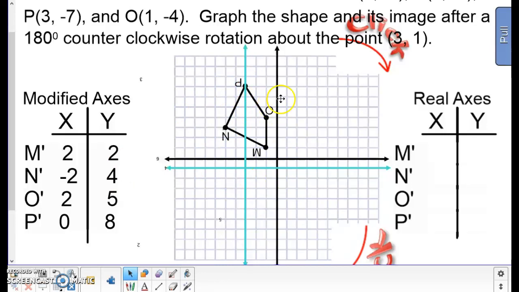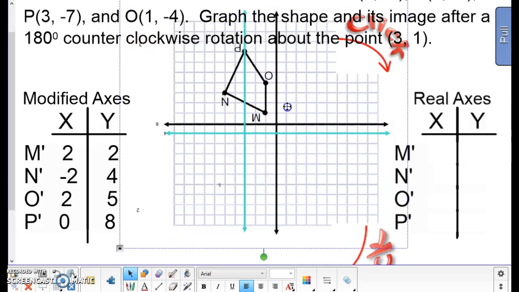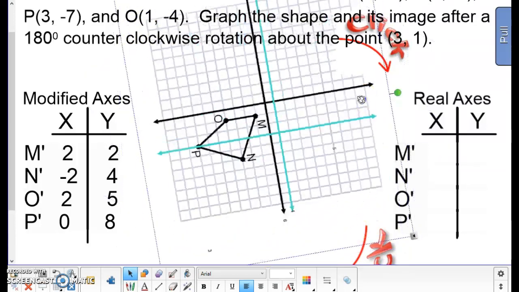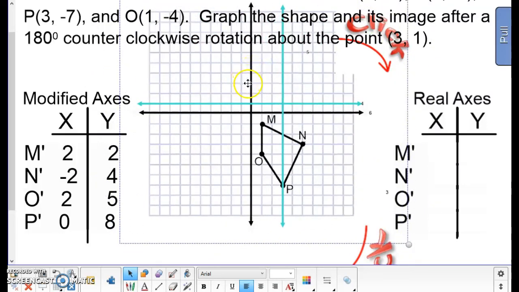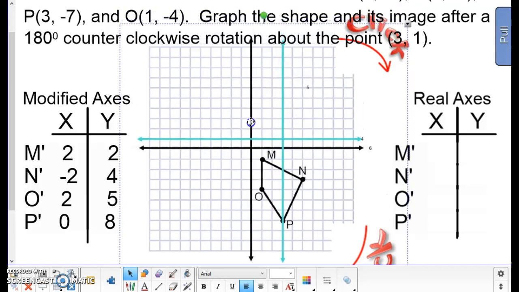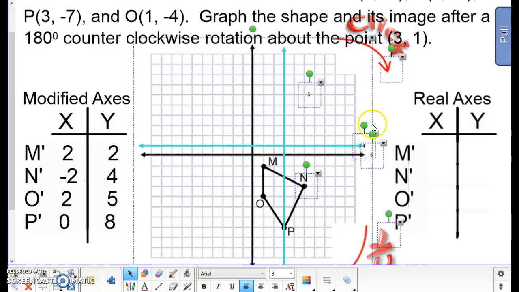So now that we know where those are, we can turn our guy back upside right where he's supposed to be. So we just turned him over just to see where the answer should end up so that we could write down the coordinates. So now we can plot them. Now these coordinates are still the modified axes, so we have to plot it based on the modified axes.